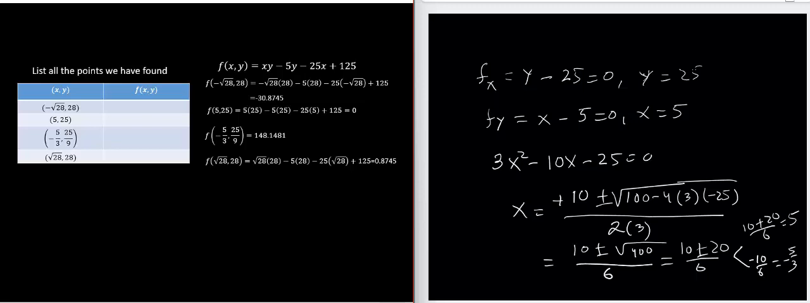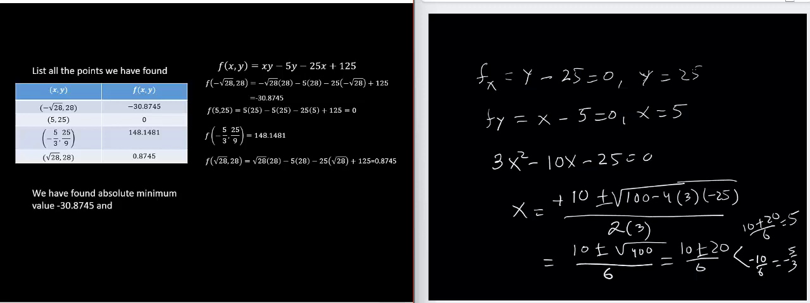Next, we take the fourth point, square root of 28 and 28. That gives me 0.8745. Now from there you can see the smallest is negative 30.8745 and the largest is 148.1481. So we got our absolute minimum and absolute maximum, and also the related points are in the left column of this table. And we are done. Thank you.